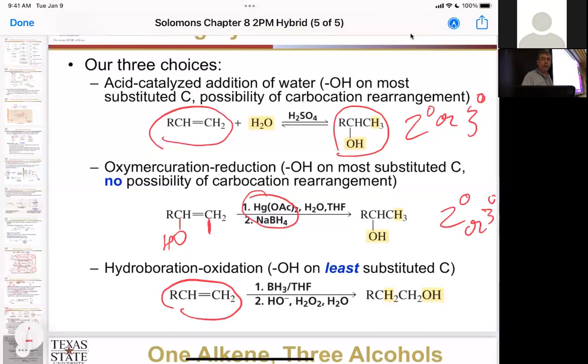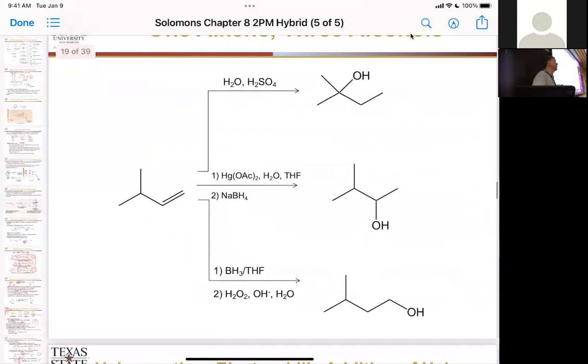But with the hydroboration, the boron's going to go here, and that's what's going to be oxidized off, so the OH ends up on the outer one, the primary alcohol. It's the only way we have to make a primary alcohol from an alkene. So that's kind of cool. We now have selectivity. So how can we use that? Well, let's look at this substrate here. You can make primary, secondary, or tertiary alcohols if you use the correct reagent.